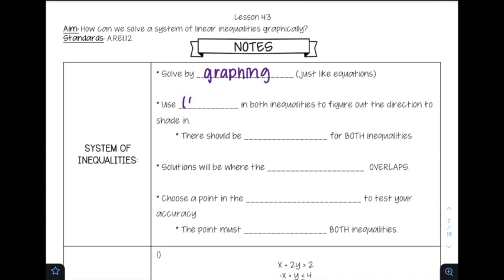You're going to use either 0, 0 or any point for each inequality in order to figure out the direction you're going to shade in. There should be shading for both inequalities. Again, you want to shade for both inequalities in order to get max amount of points. Solutions will be where the shading overlaps, so the common ground, the intersection of basically the shading areas or the shaded areas.